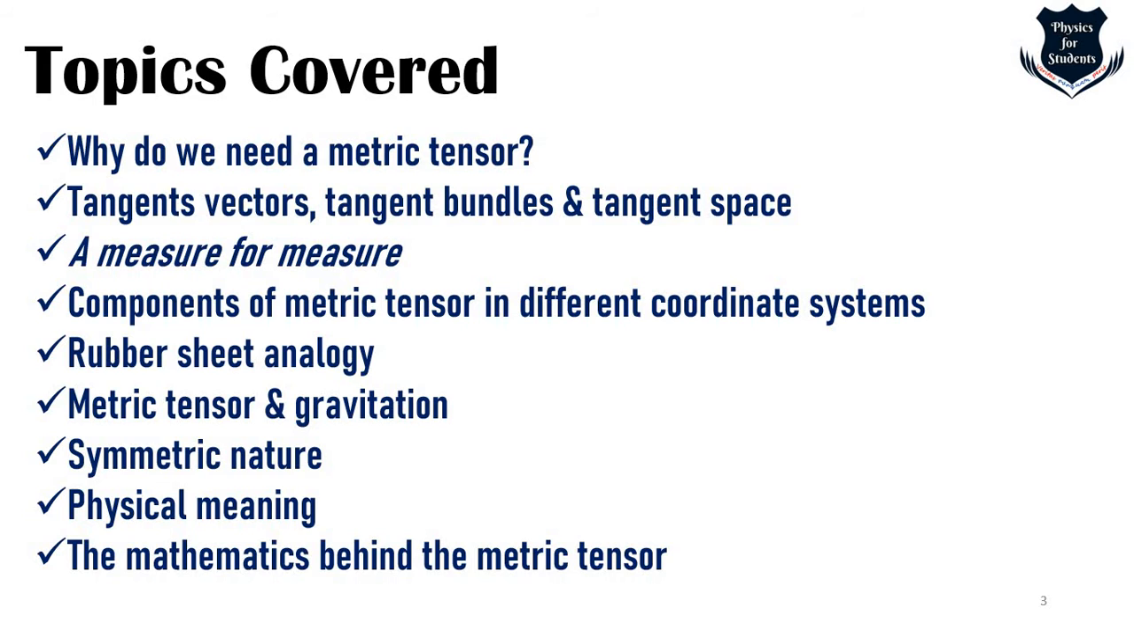This is the third point, a measure for measure. No, it is not Shakespeare's play. We are just going to see, well, let's skip it as a surprise. Components of the metric tensor, how it behaves in different coordinate systems, a rubber sheet analogy, how the metric tensor is related to gravitation, the symmetric nature of the metric tensor, its physical meaning, and the mathematics behind it. So more or less these are the topics that we are going to cover.